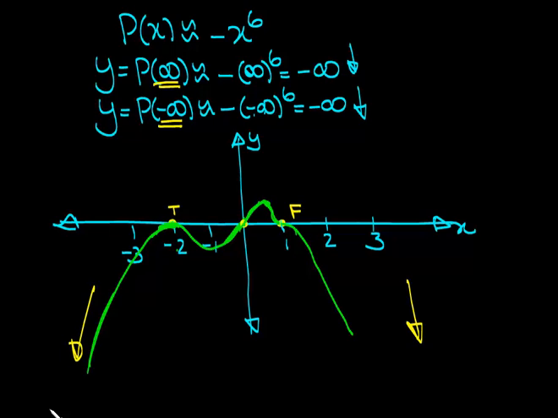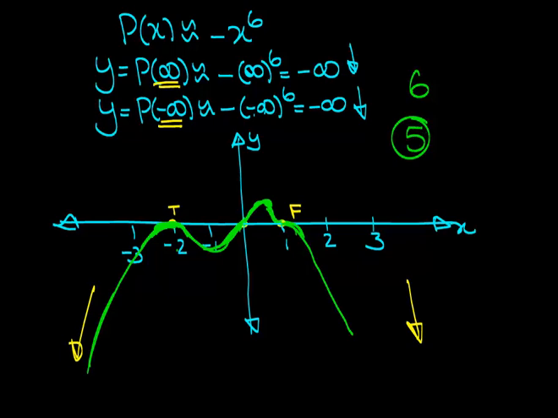Okay, let's take a look at the number of turns. I have 1, 2, 3, and then there's 4 here and 5 here. So there's 5 turns. The degree was 6. We should have 5 turns, n minus 1 turns, and that's what we have. Okay. So you can see that. So that's how we graph this.